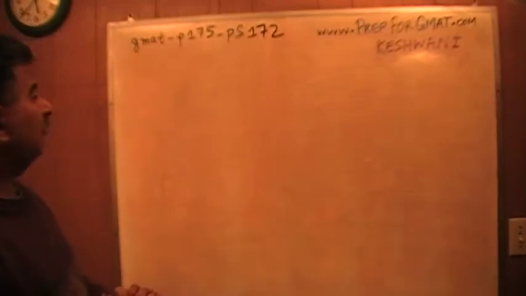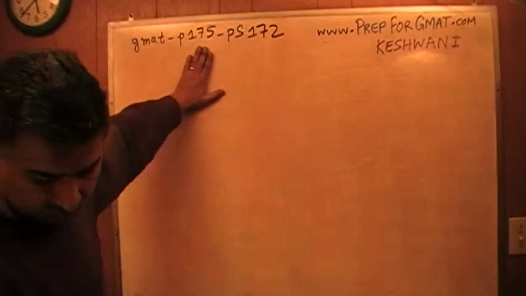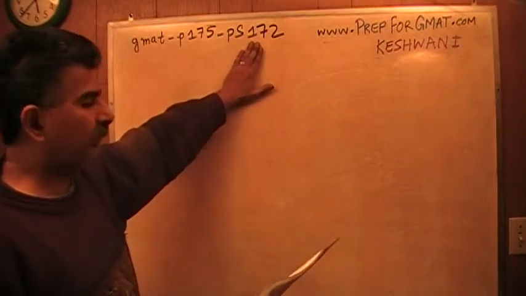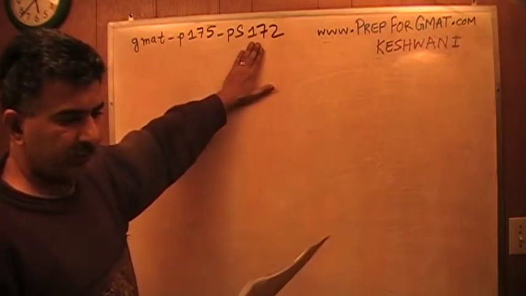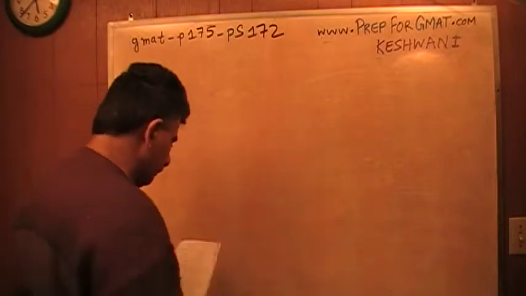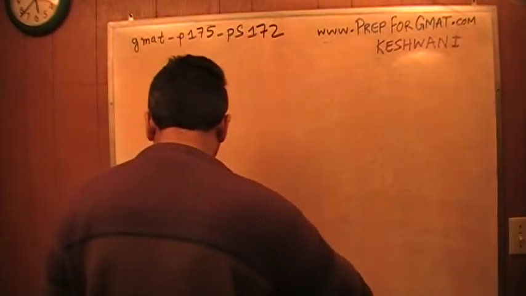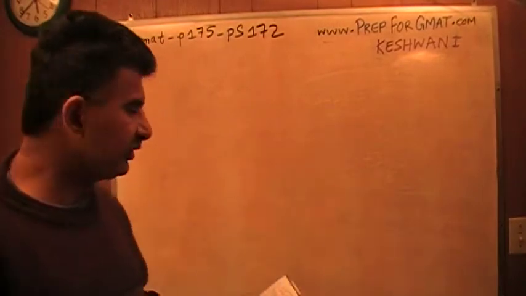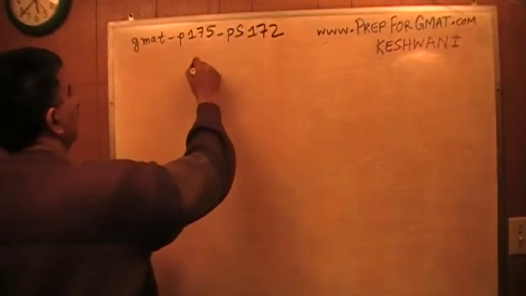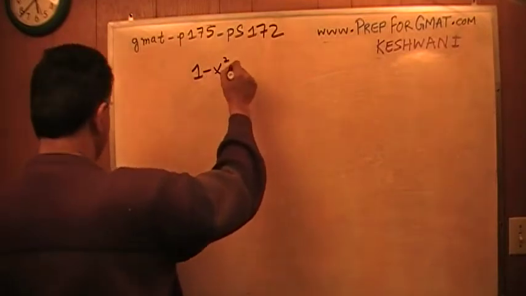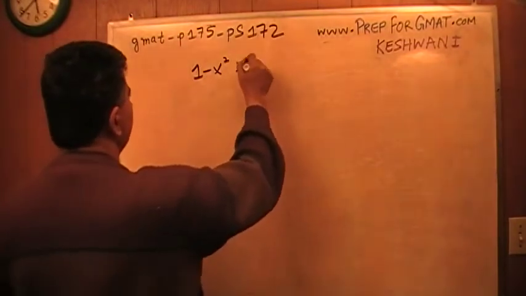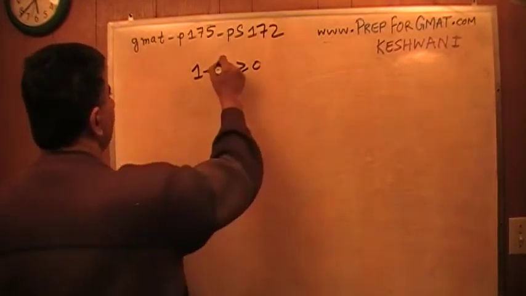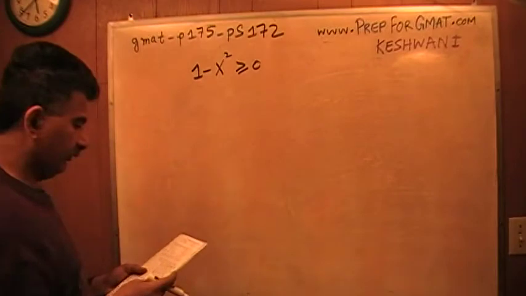The problem that I'm about to solve is the one that you will find on page number 175, problem number 172. Problem solving number 172, the very first problem in the second column. Let's take a look at it. It says, which of the following describes all values of x for which this is true? 1 minus x squared is greater than or equal to 0.